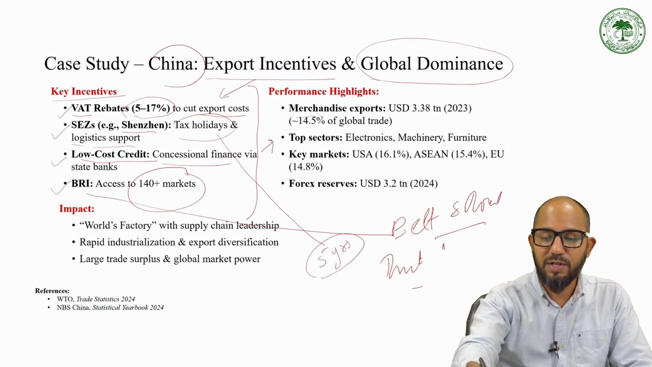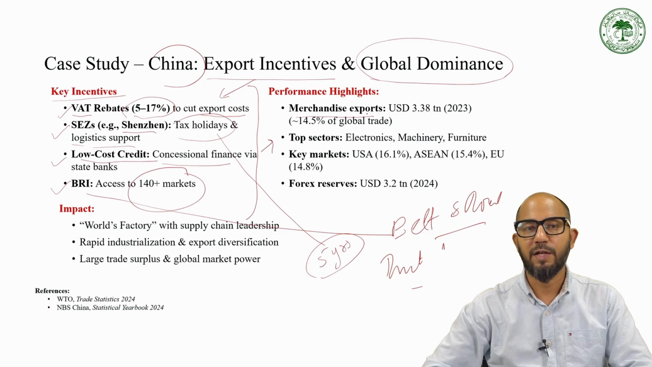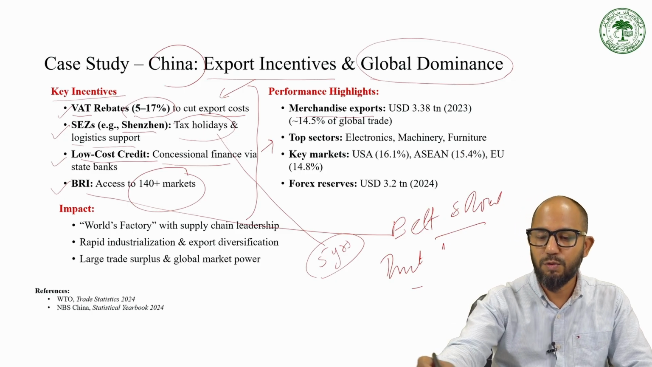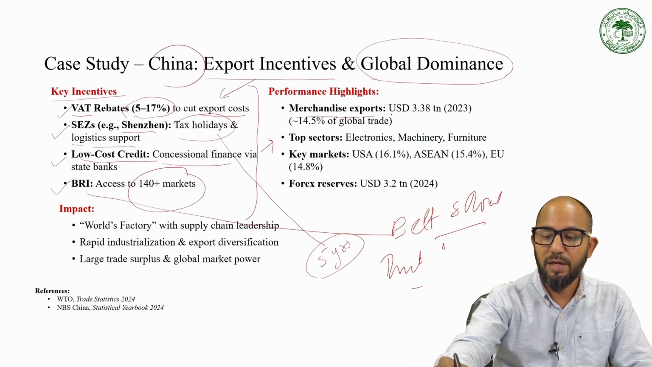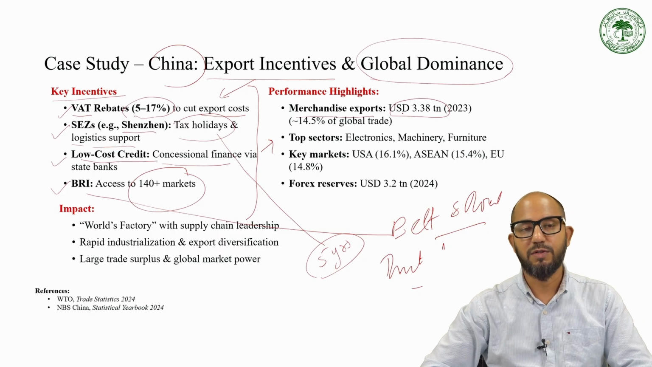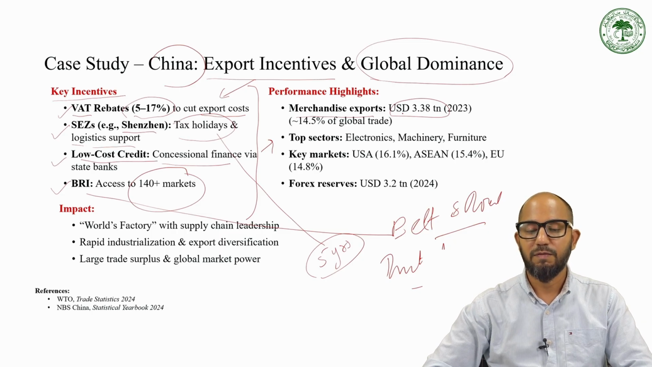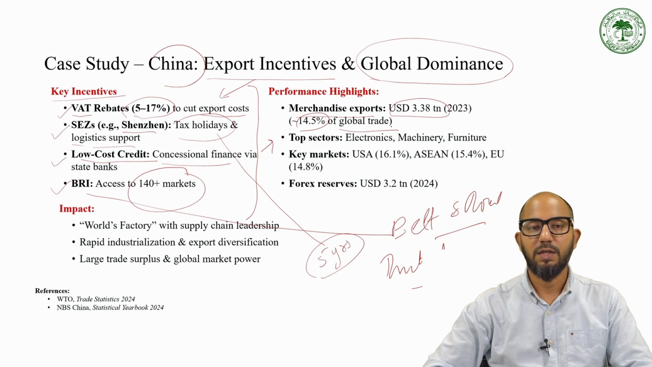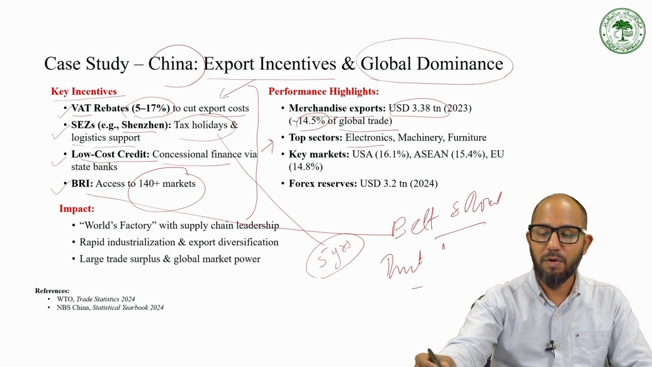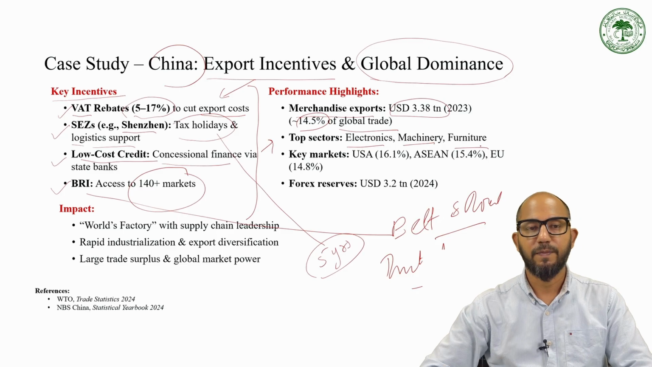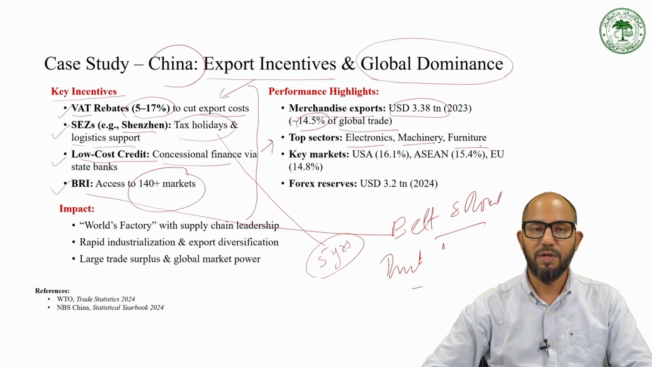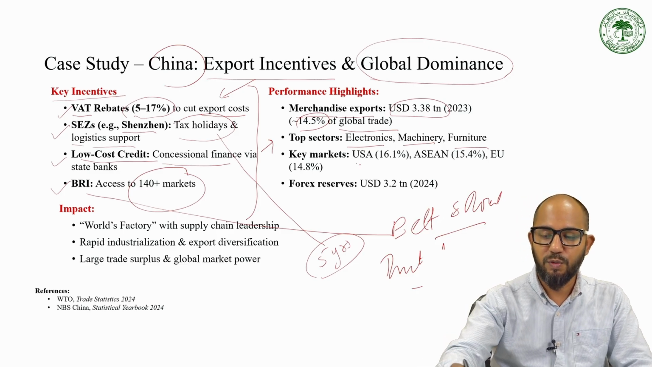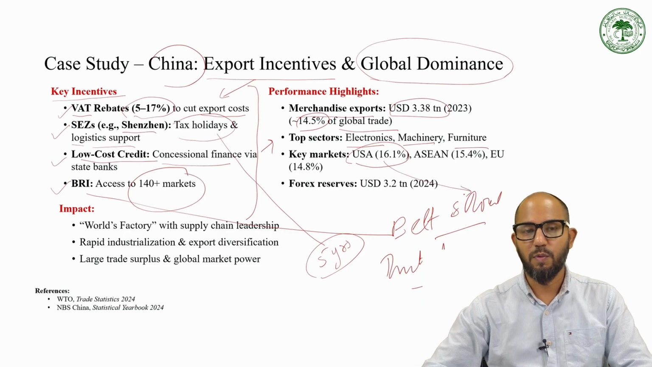If we see the goods exports, that is mercantile exports, it has reached 3.38 trillion United States dollars in 2023, which is around 14.5% of global trade. The key sectors which have performed well for China are electronics, machinery and furniture. And the key market where China is exporting is the United States of America, where they are exporting around 16.1%.